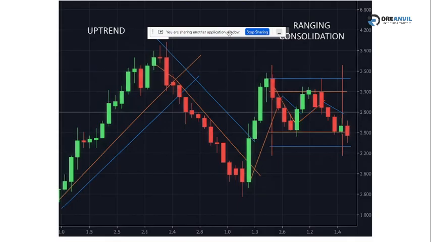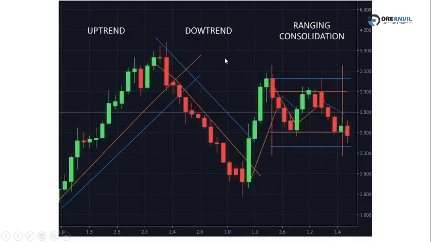Then the second thing you need to understand is the market in a downtrend. This is the opposite of the uptrend. The price is making lower highs and lower lows. In this sense, the market begins to go down, diminishing to the bottom. It's more like it's going down a staircase.